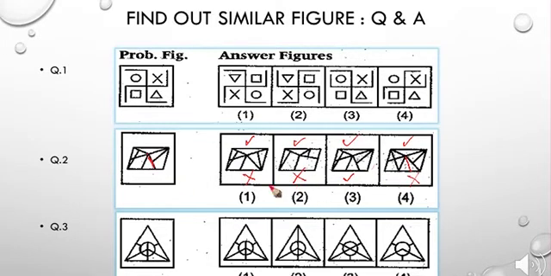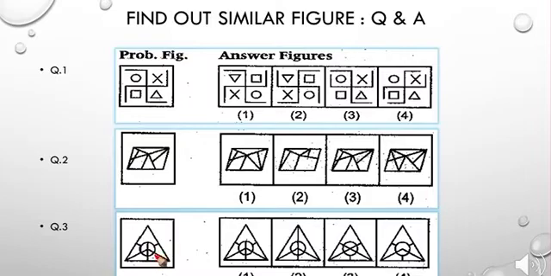So we have rejected option 1, we have rejected option 2, we have rejected option 4. Now what option do we have? Option 3. So this is going to be the answer. So next question, question number 3, problem figure.